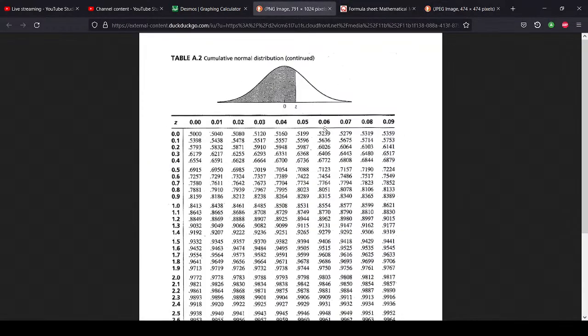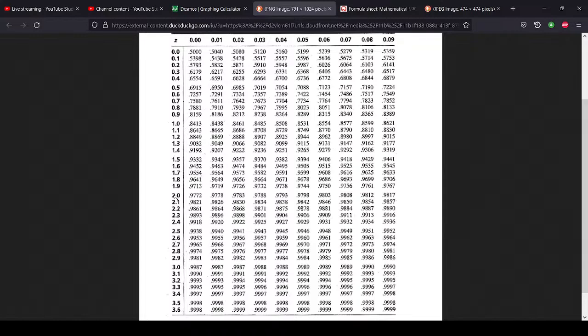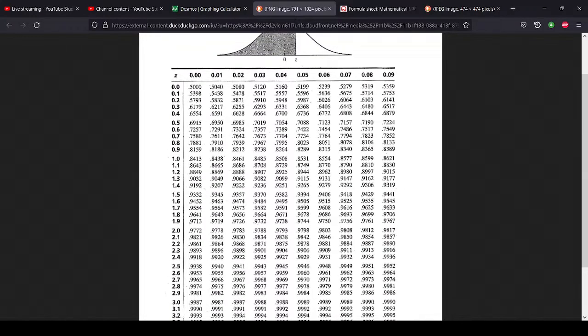Right, so at this point, we'll use our Z tables, which I assume they have to provide in the exams. Here we are. Z tables, Z equals 2, 0.9772 is our answer. So using the table we get a Z score of 0.9772.